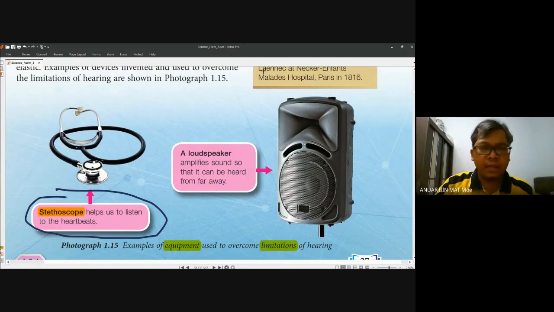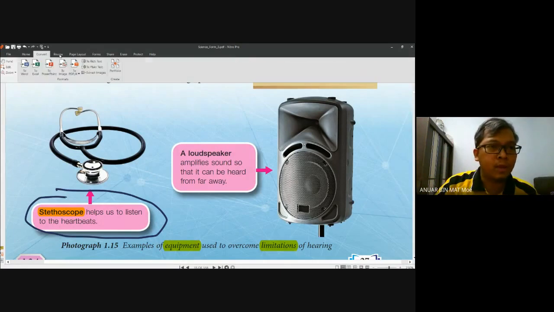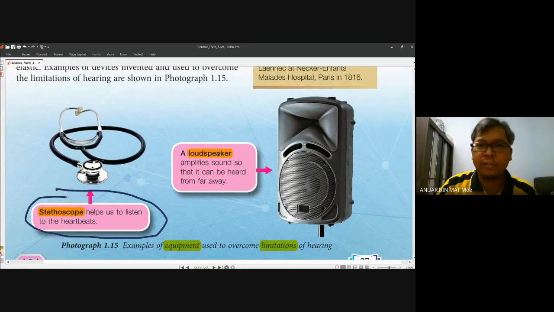Okay, and then the second one is what? The second one is we call it a loudspeaker. Loudspeaker, if you want to talk to a crowd, ataupun mau bercakap dalam perhimpunan in assembly, you need loudspeaker. Because our voice is not very strong. Our voice cannot what we call strong enough to be heard in entire assembly. Jadi orang di belakang mungkin tak boleh dengar kalau kita tidak ada speaker. So we need a device that we call loudspeaker.